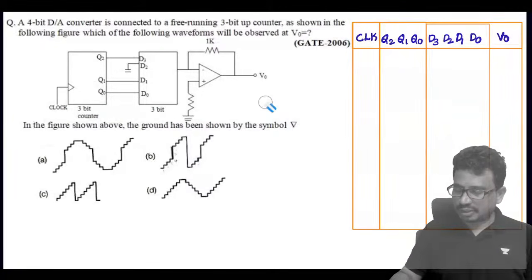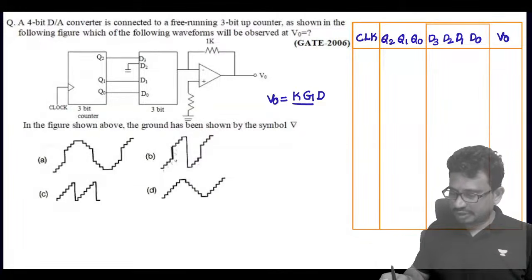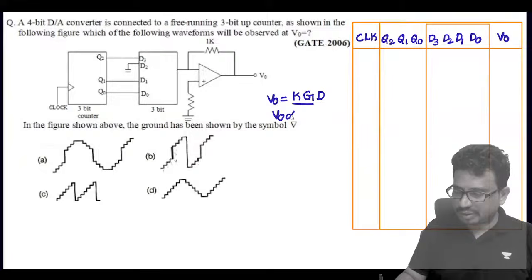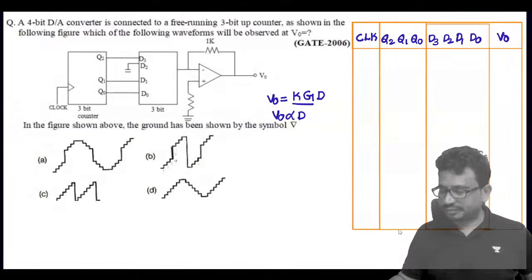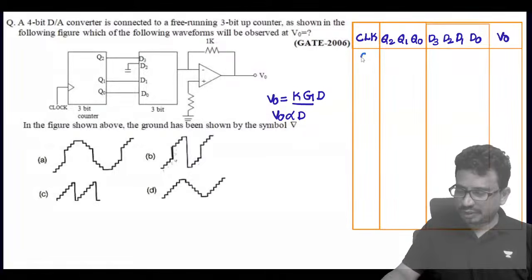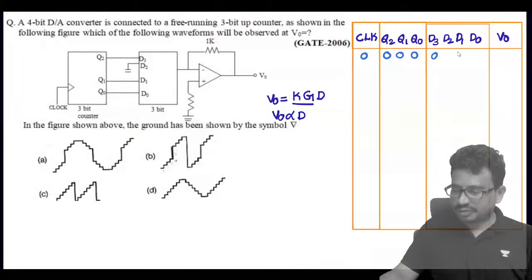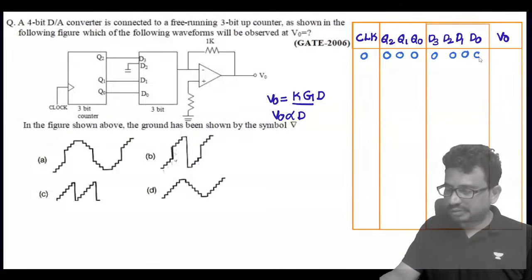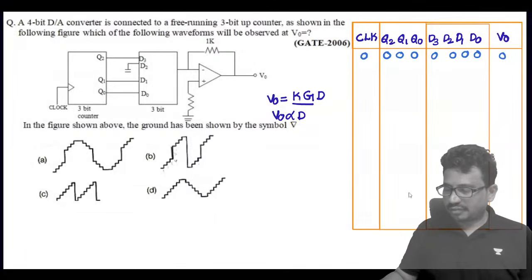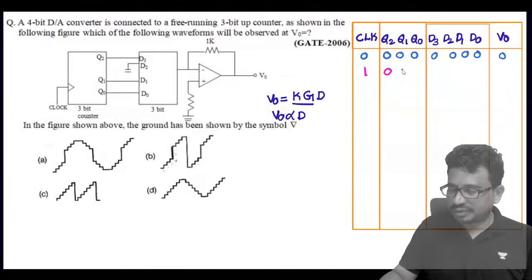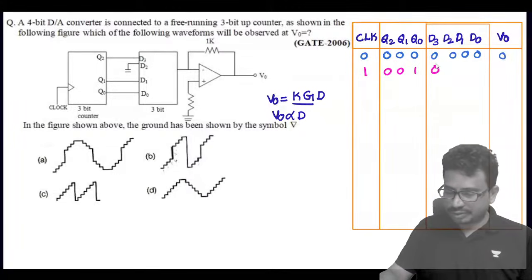We can write V0 proportional to D, simply. So let's see this here. When we initially apply the clock, here it is 0, so that is 0, 0, 0. This is connected to ground, so of course we have output value 0. When we have given the first clock, we have 0, 0, 1, and D2 is connected to ground. So this is 0, 0, and this is 1.